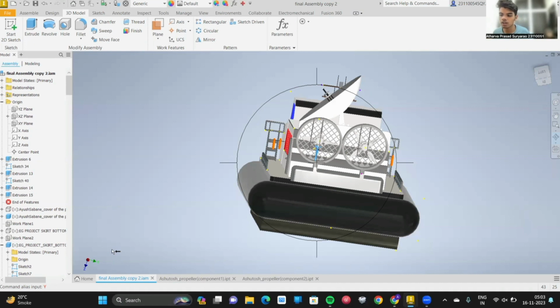So the propeller on a hovercraft works like a big fan. It pushes air downwards to lift the hovercraft off the ground and also pushes air backward to move it forward. This helps the hovercraft to float and travel smoothly over different surfaces like land or water.